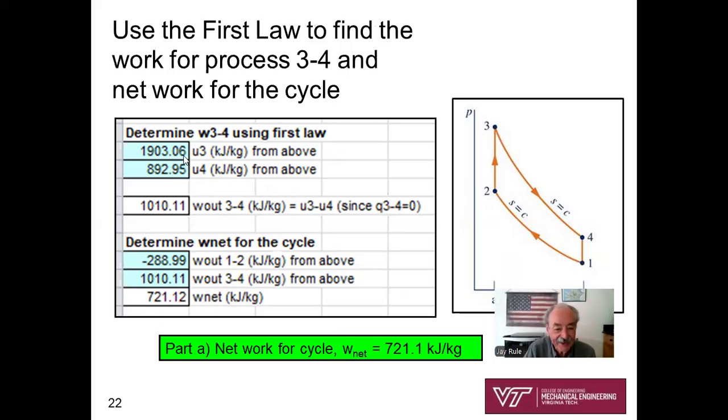I think I did okay on my solution. U3, 1903.6 from previous work. U4, 892.95, just found it. First law, Q in is 0 from 3 to 4. So W out from 3 to 4 is U3 minus U4, right? 1010.11 kilojoules per kilogram. It's a positive number. So I can write down both of my work numbers, in kilojoules per kilogram, and add them together. All of a sudden, things are coming into place. W net is 721.12. We're almost there. We've got part A, the net work in kilojoules per kilogram.